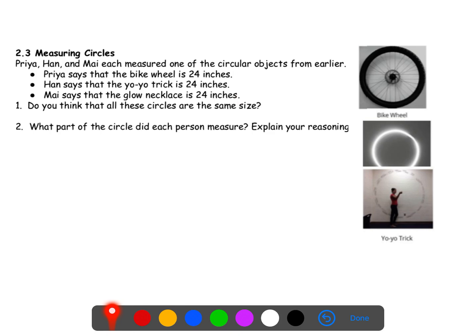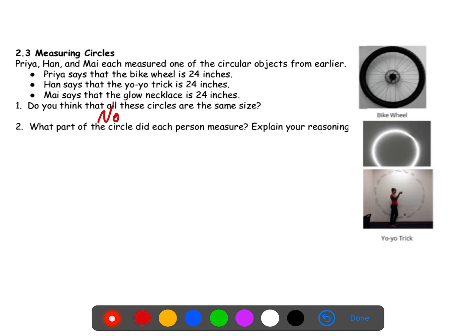But just in what we know about real life, hopefully you know that a bike wheel is going to be way bigger than a glow necklace around your neck. And both of those are going to be smaller than what we can see here. This yo-yo trick is extending pretty big. It's going to her knees and then well above her head, which would be much larger than a bike wheel. So, do we think that these circles are the same size? I think it's very safe to say no.